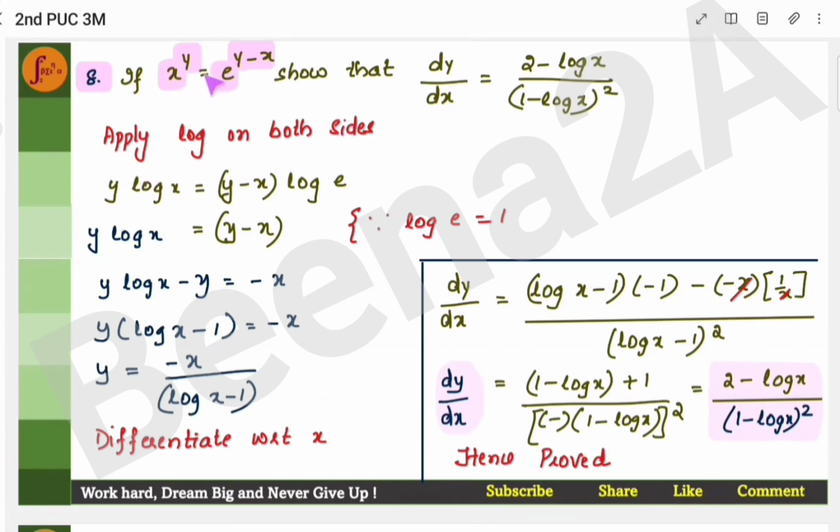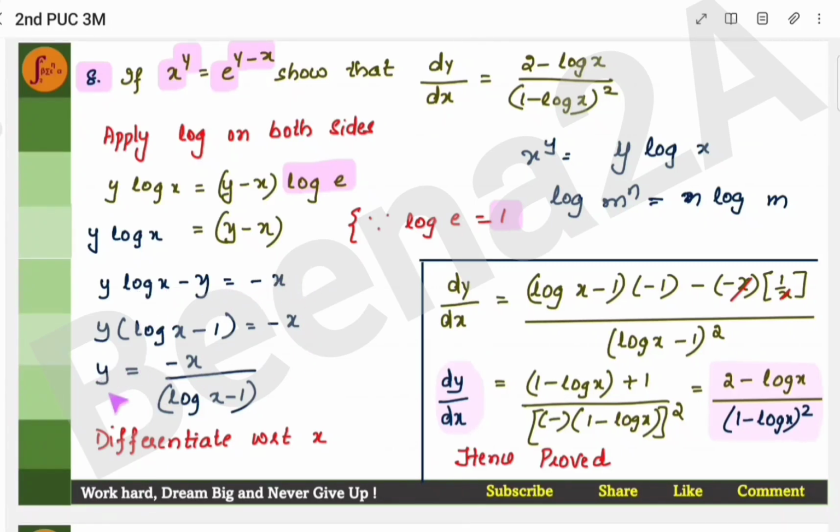So once I apply log, there is a log property, right? If I have something like this, if I apply log, it will become y log x. Log m to the power n is n log m, using this log property. So I'll get this. Log e. Remember this? Log e, the value of log e is 1. So I'll get y minus x. Take y to the other side. When I take y to the other side, I'm left with x here.